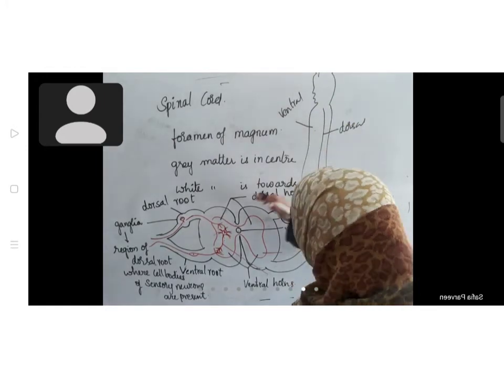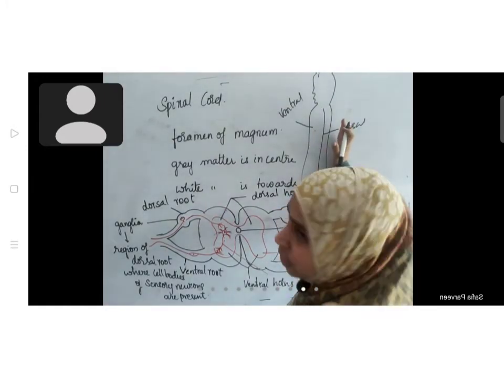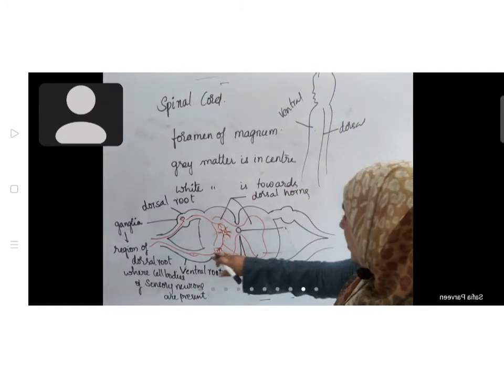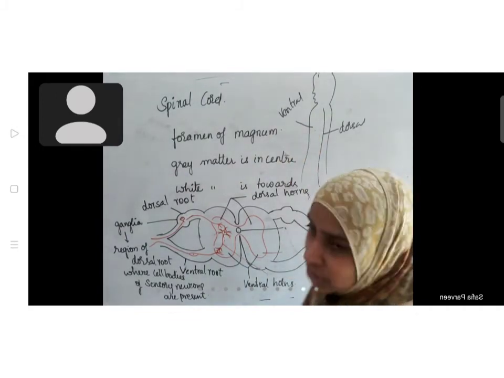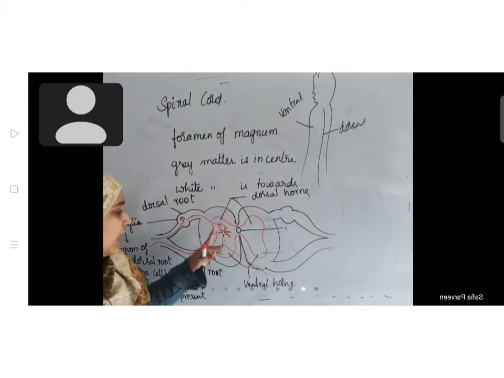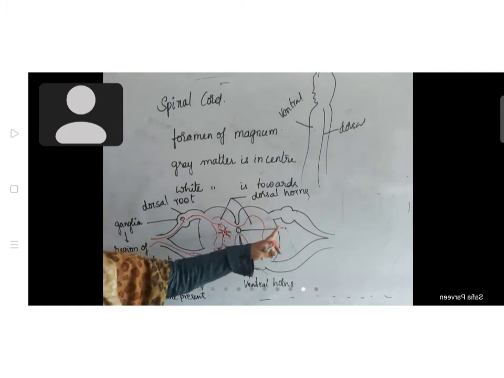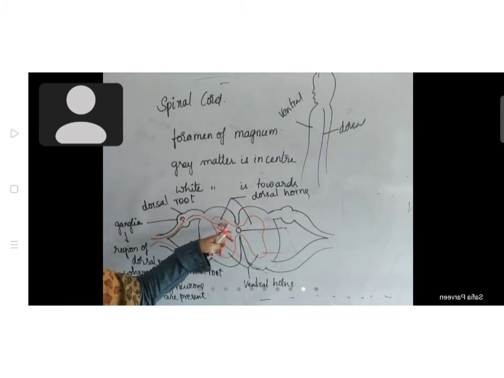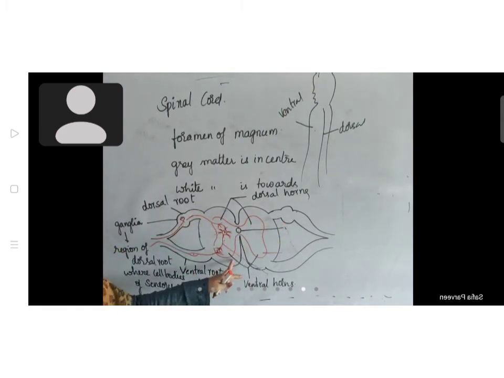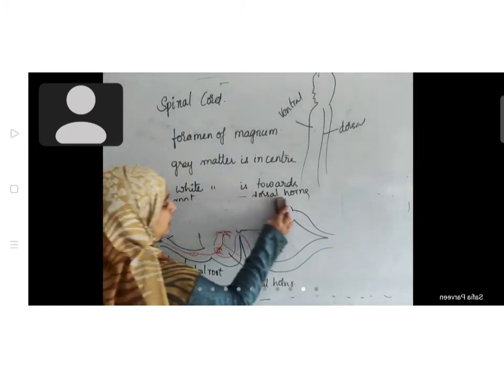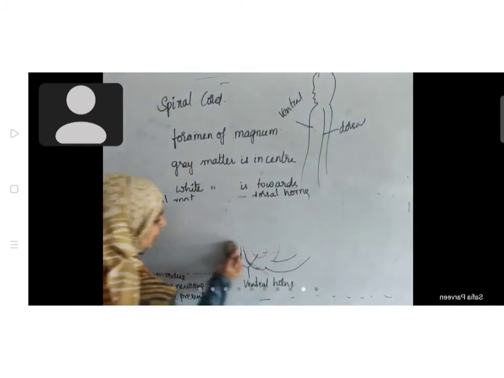Okay, so parts which are on this side are towards the back, parts which are on this side are towards the front. That is why the parts on the upper side are called dorsal roots, dorsal horns, and the parts on the lower side are called ventral horns, ventral roots. This is very important to understand the spinal cord. I will say this part once again. Understand carefully.